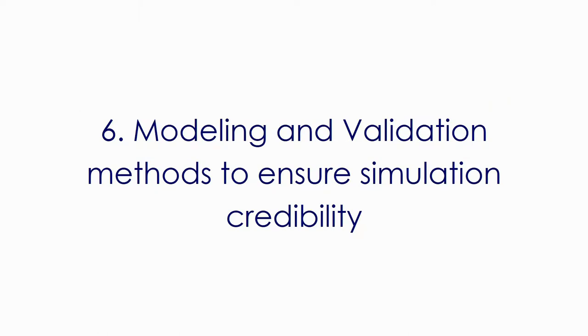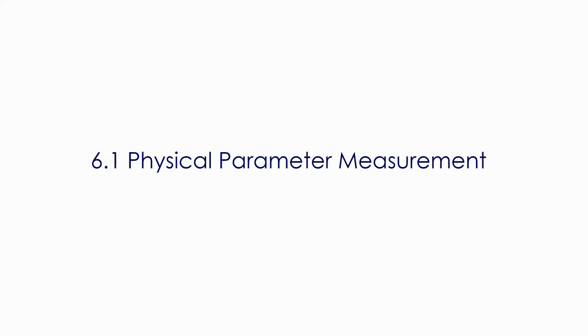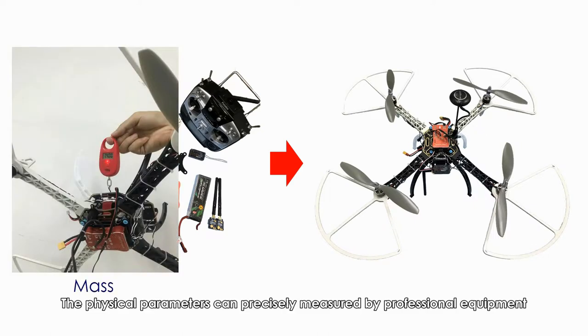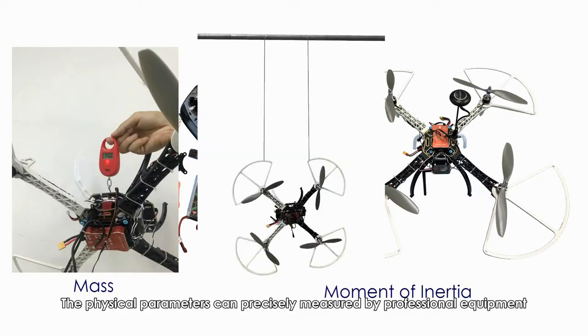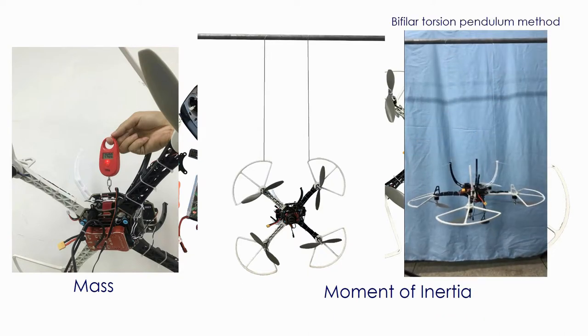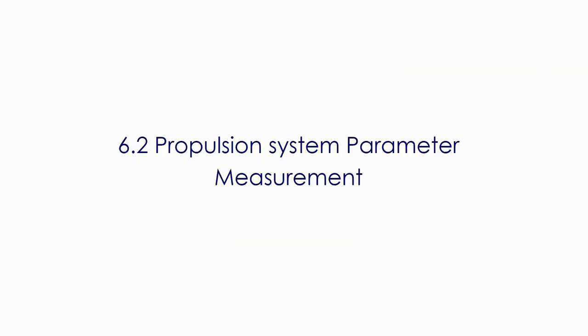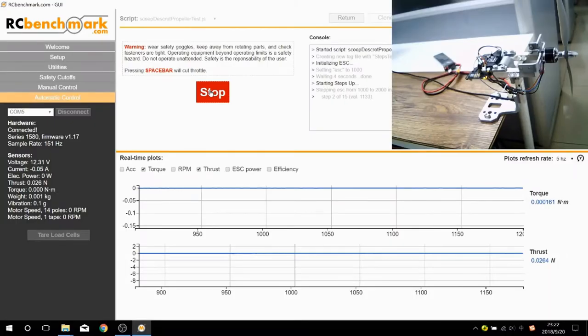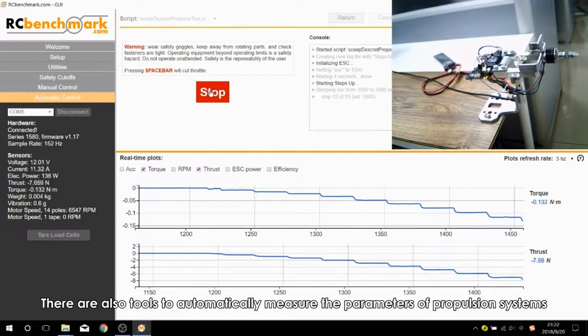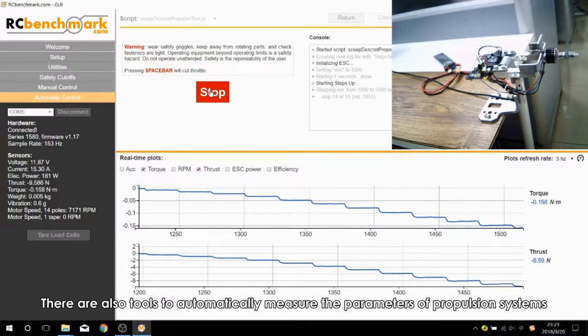Modeling and validation methods to ensure simulation credibility. First, physical parameter measurement. The physical parameters can be precisely measured by professional equipment. Propulsion system parameter measurement. There are also many tools to automatically measure the parameters of propulsion systems.